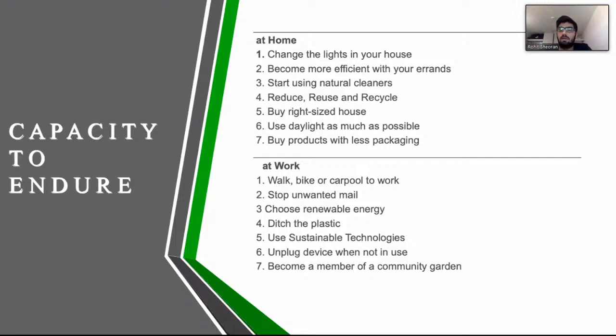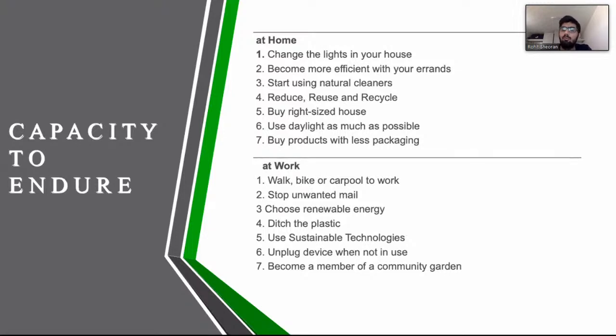Ditch the plastic. You always have to carry your bag along with you and not buy plastic bags. Use sustainable techniques. Sustainable techniques mean you can use rechargeable batteries. You have to recharge them, or unplug the device when it is not in use. Basically, your laptops and other things, if you are not using them, you can unplug them.